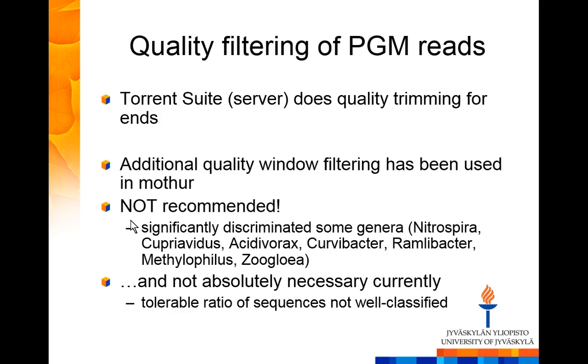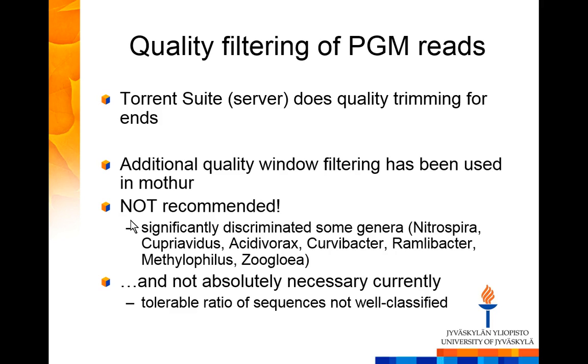Especially for Nitrospira, I think the number of sequences reduced, not just the proportion, but the number of sequences reduced by like 300. Now I don't remember, well, maybe something like an 80% difference. Anyway, big discrimination. So it has been published, it has been used. I would not recommend that.